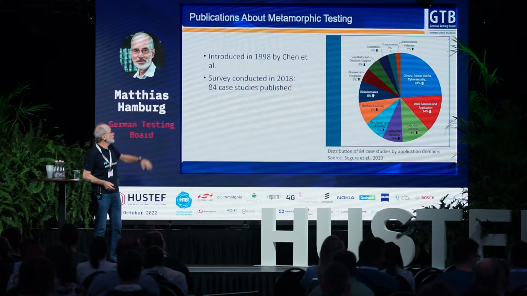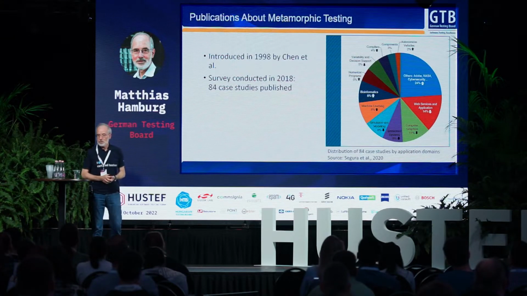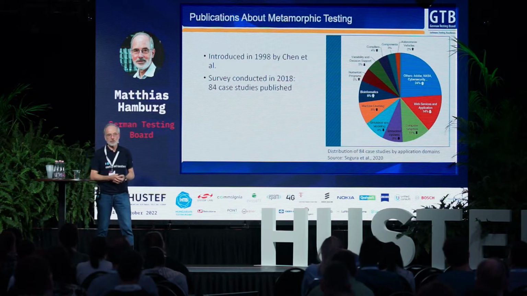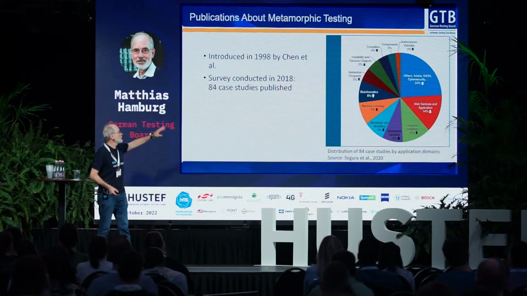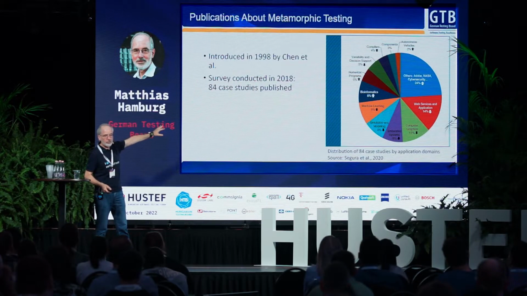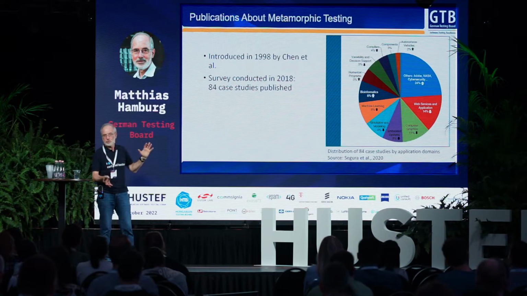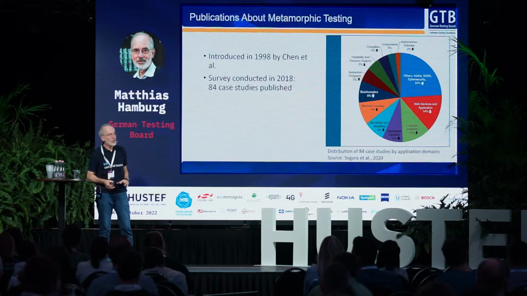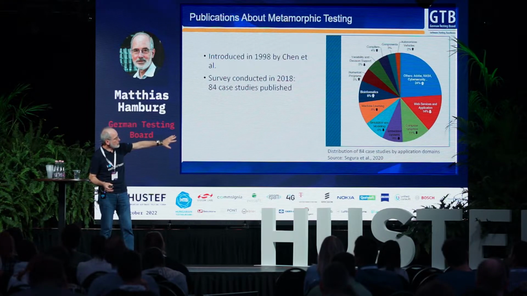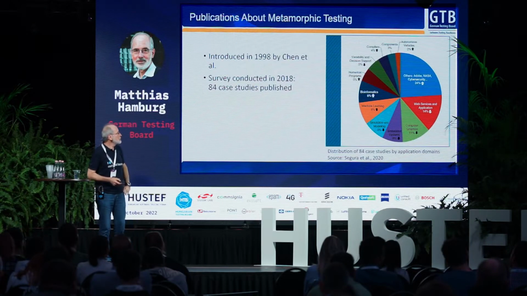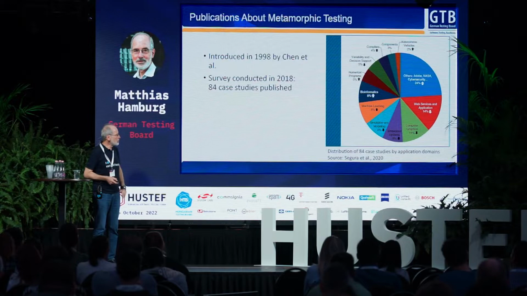In 2018, a group of Spanish researchers from the Sevilla University conducted a survey of publications, and they found out that there were 84 case studies published, and this diagram shows you the distribution of application domains. I would say artificial intelligence is missing there. Web services is a good one, and some others. I don't want to go into details.